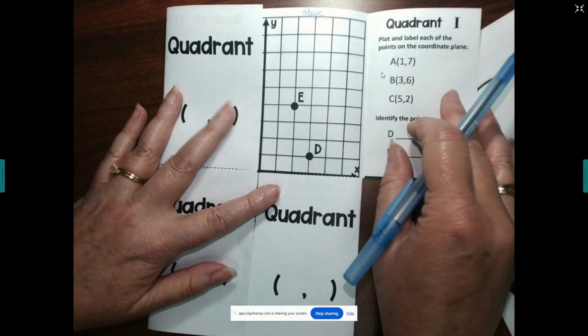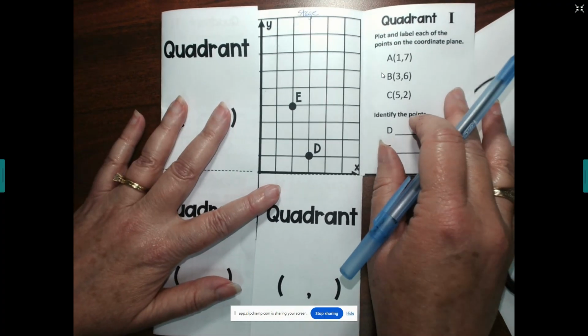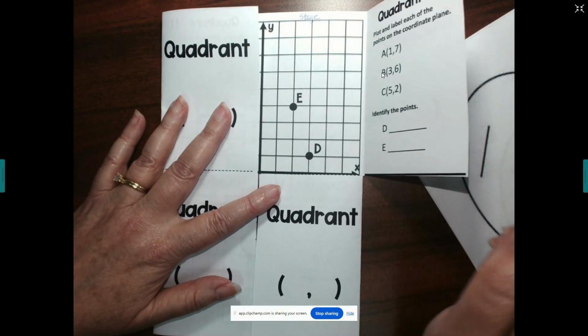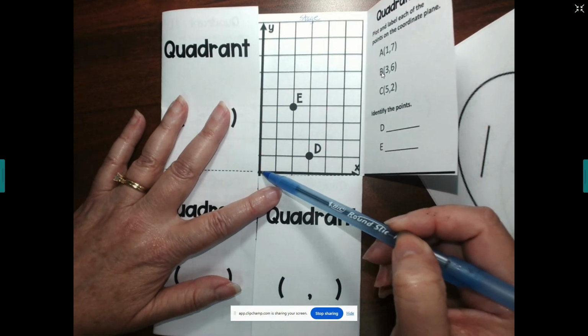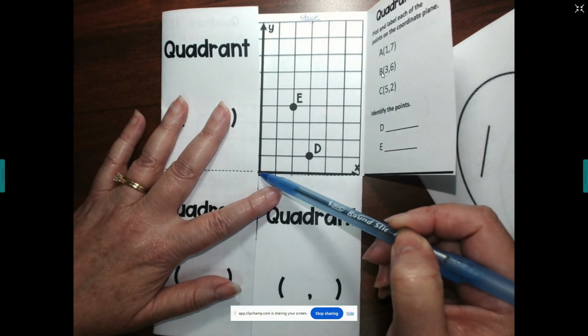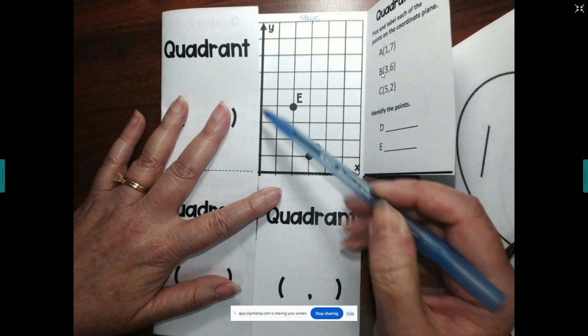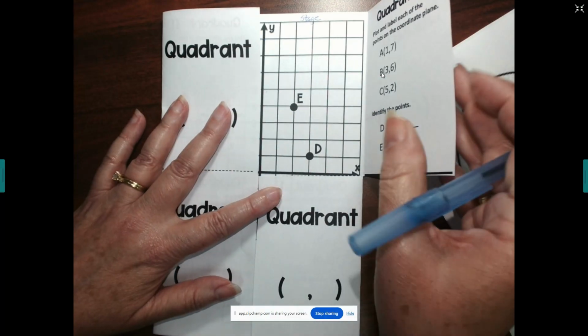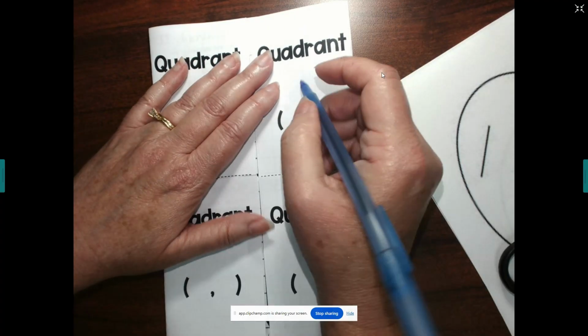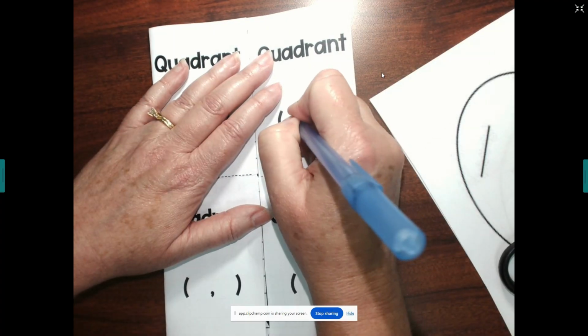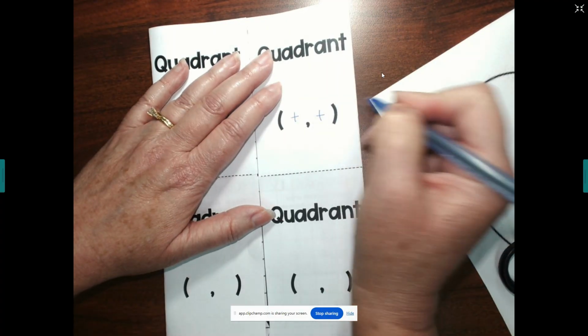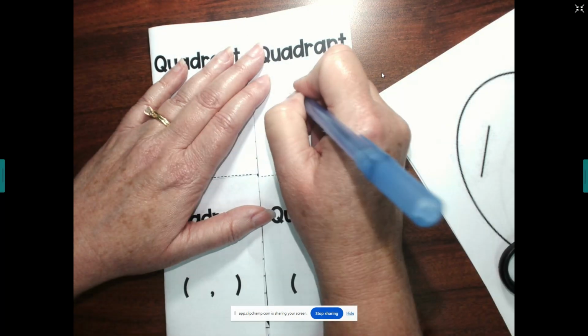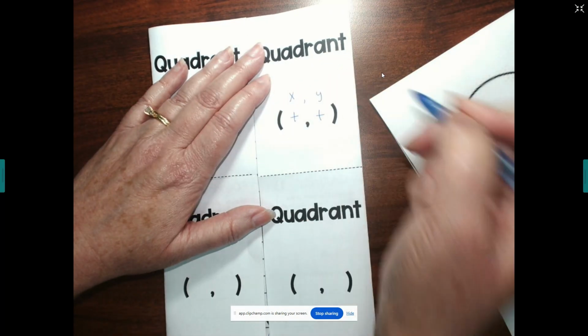Quadrant 1, we worked a lot with quadrant 1 when we were working with proportional relationships. A lot of our relationships started here at the origin. We only saw this first quadrant. In quadrant 1, both the x and the y are positive. Remember, this is your x coordinate, this is your y coordinate.